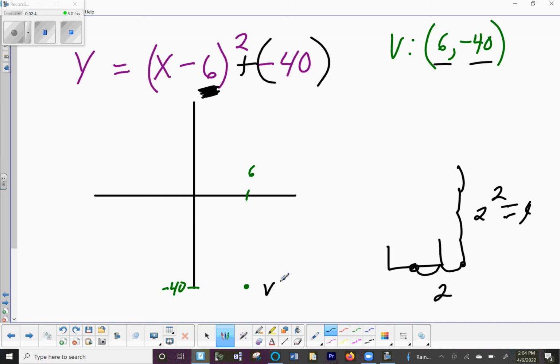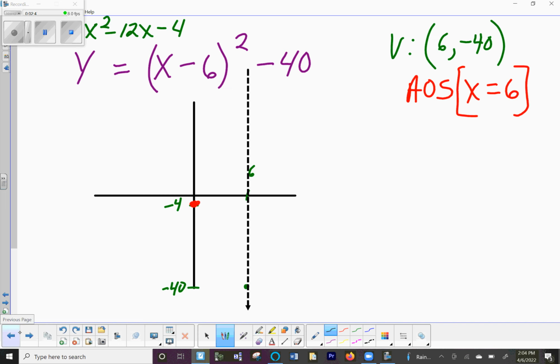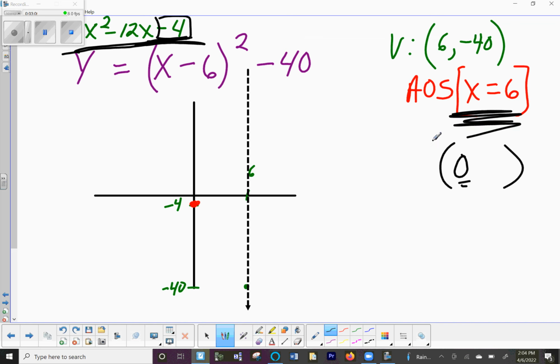Now there's another point that's kind of nice. That's the y-intercept. And back on the original equation, the constant term was negative 4. And remember, any point that's on the y-axis has an x-coordinate of 0. So if you put 0 into that equation, you get negative 4. So I can plot the point 0, negative 4. And then the axis of symmetry goes right through the x-coordinate, so the vertical line x equals 6.